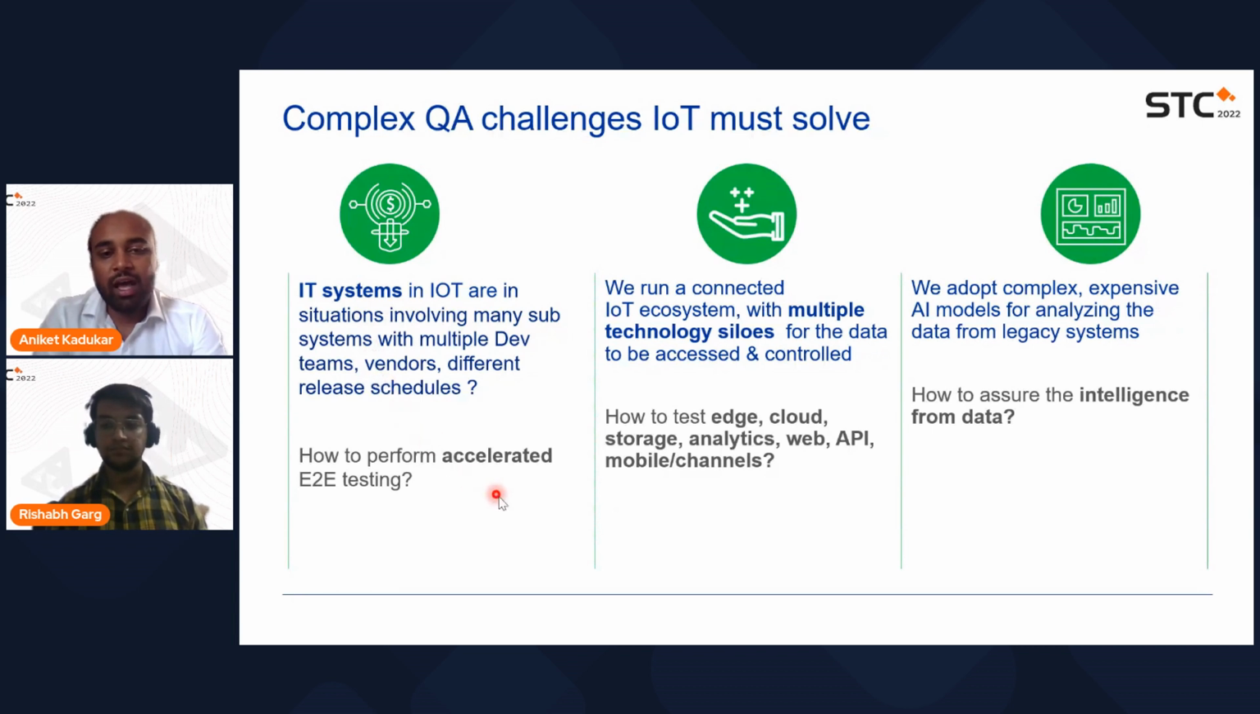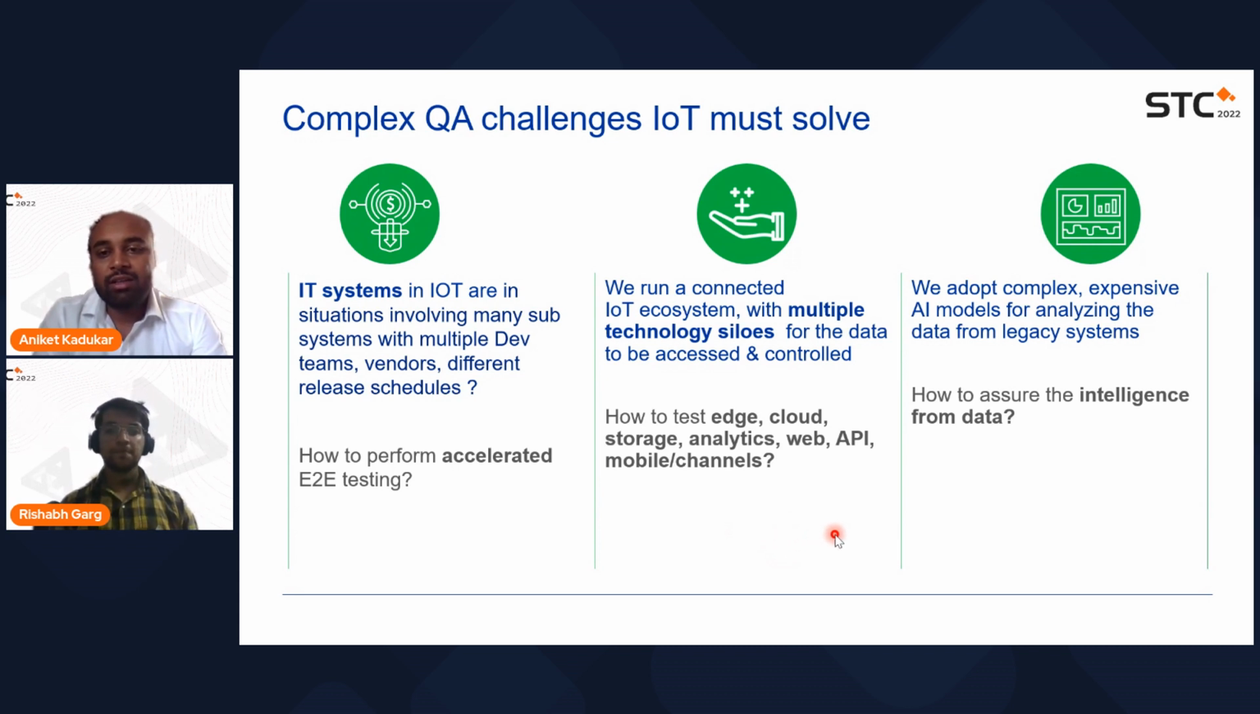The next is, as I told you, there are different kinds of technologies or components available in the IoT ecosystem. For example, we can have edge, we have the cloud, then we have storage, analytics, web API, then mobile and machine channels. Testing these different components at the same time is really difficult. So this is the next challenge that we have.